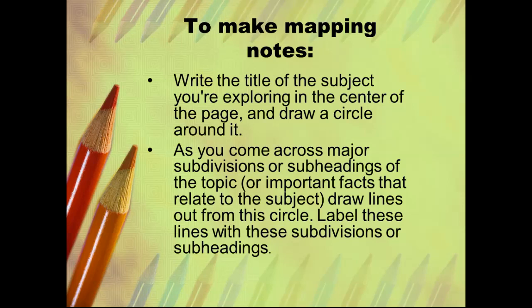So how do you start mapping your notes? You want to start with the title of the subject in the center of your page. You're not going to put it at the top, as I previously discussed, but in the center, and you're going to draw a circle around it. Now from there, you are going to come across those different subheadings and subtopics that support the main idea. You'll draw a line out from the circle and put those subdivisions out onto the sides, like a little web. And then on those subtopics, you can include even more subdivisions, little lines, and write information on the side there.